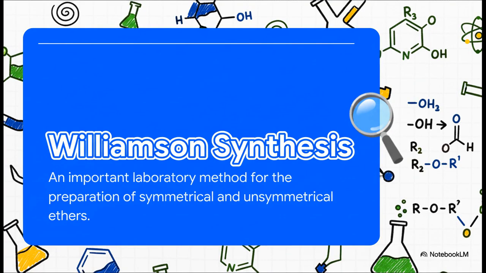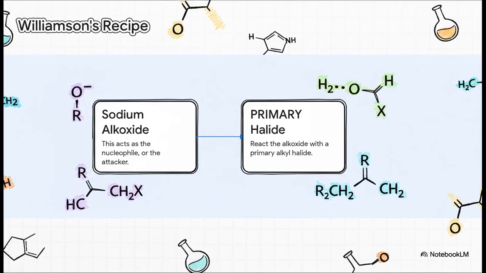So what is this big deal, this Williamson synthesis? Well, it's simply the #1 method that scientists use in the lab to make ethers. And the best part? You can make any kind of ether with it. Simple ones, where both sides are the same, or mixed ones, where the two sides are different. It's like a master key for making ethers. And the recipe is so simple, you'll wonder why it's so famous.